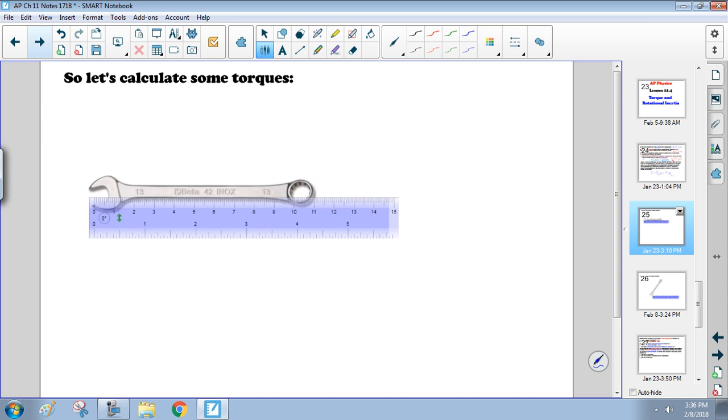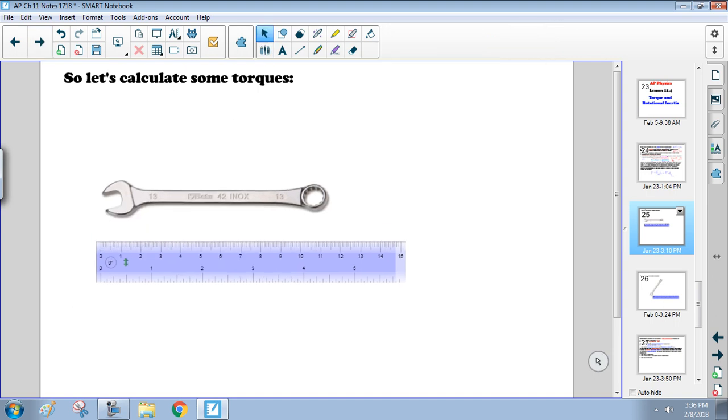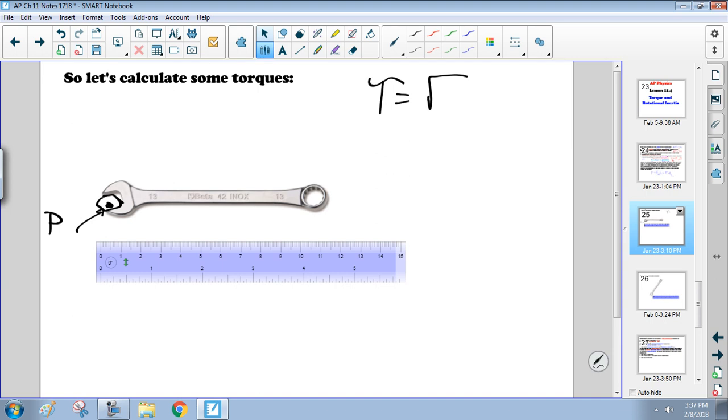All right? So here we've got a wrench. Okay? So our wrench presumably is trying to loosen a bolt or a nut or something. All right? So our pivot point is going to be right here. I will usually try to mark my pivot point with a letter P. Okay? Now, remember, torque is the magnitude of the force which is perpendicular to your lever arm.